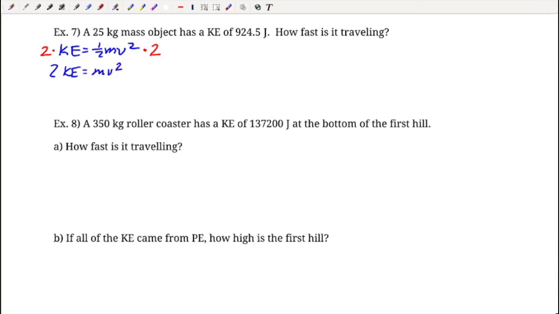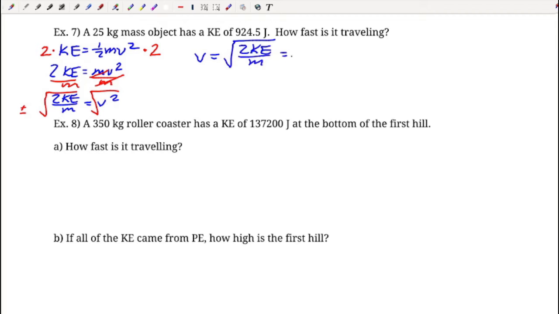Then in order to get the v squared by itself, I'm going to divide out the m, because it's m times v squared. So then I've got 2 kinetic energy over m equals v squared, and to finish it off, I'm going to take a square root of both sides. Now, when we take a square root, we usually have a plus or minus in front, but unless you're interested in the direction of the velocity, we're not really going to care about the minus or plus, we're just going to take the magnitude. So in the end, we've got v equals the square root of 2KE over m.